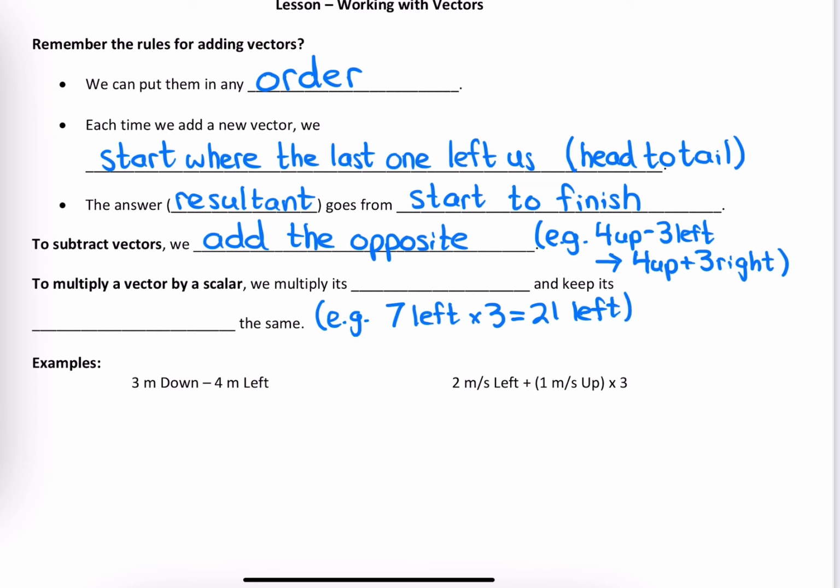So what I've done here, this vector has 2 parts, the magnitude and the direction, as with every vector. And to multiply it by 3, I multiplied the magnitude by 3 to get the new magnitude, and the direction I left the same. And that indeed is how we multiply a vector by a scalar. We multiply its magnitude and keep its direction the same.